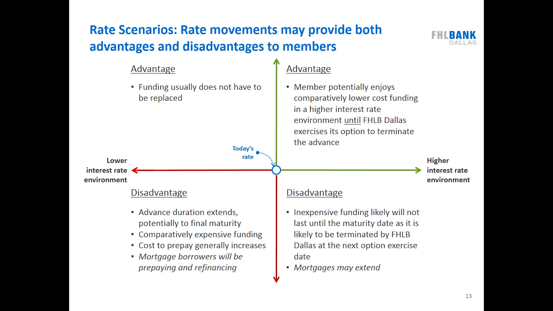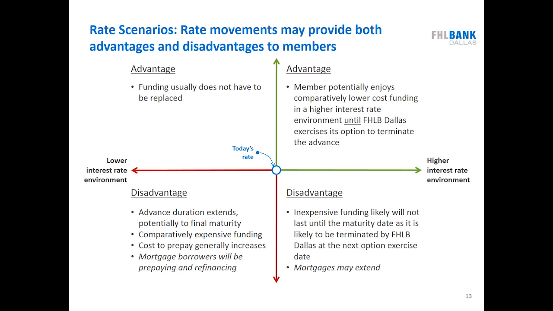If rates decline, an advantage is that funding usually does not have to be replaced as the put advance duration extends potentially to the final maturity of the advance. However, the put advance could be comparatively more expensive relative to then prevailing market rates. Additionally, prepayment fees will generally rise. Another disadvantage is that while the advance duration extends, the duration of some assets like mortgages may shorten.